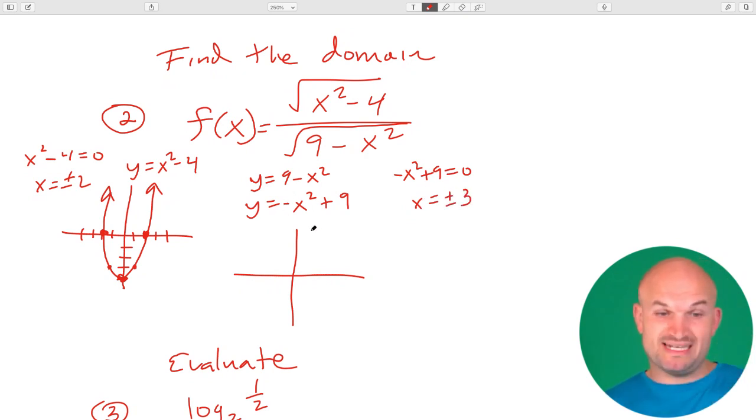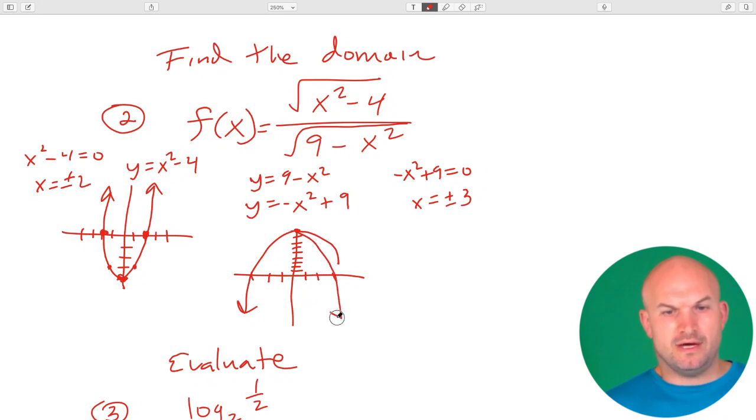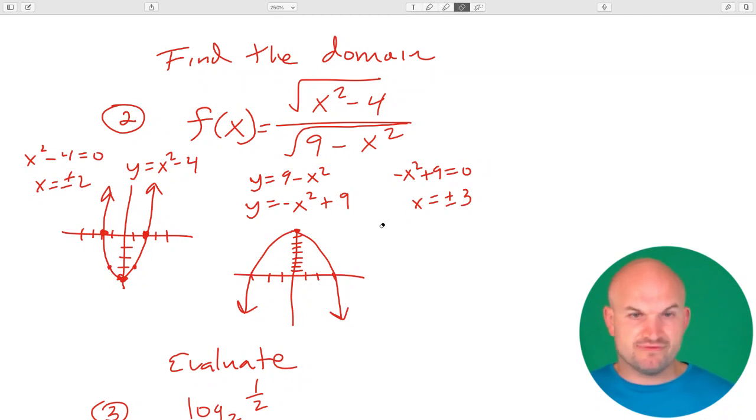But now this one is opening down. So 1, 2, 3, 1, 2, 3, 1, 2, 3, 4, 5, 6, 7, 8, 9. All right, so hopefully we have these graphs complete, and you have a basic understanding of what the two graphs are.